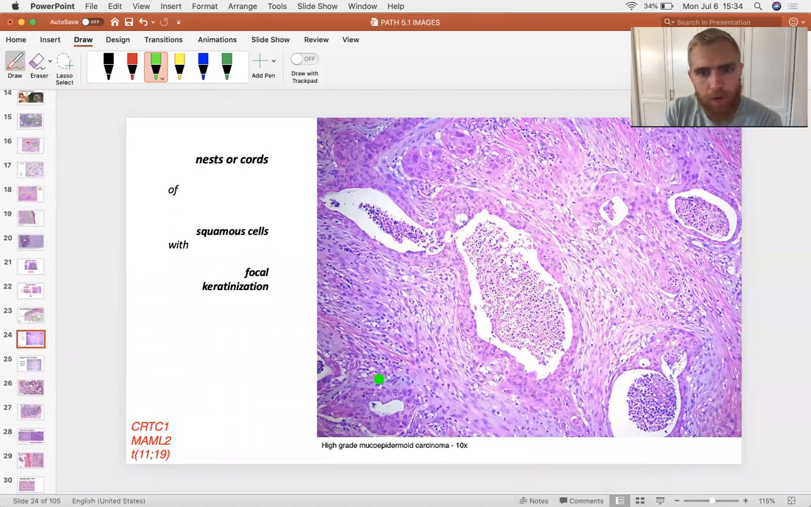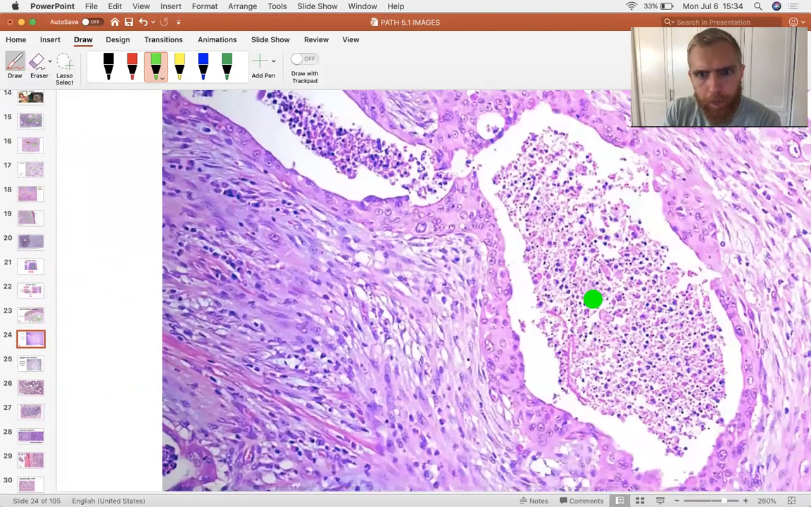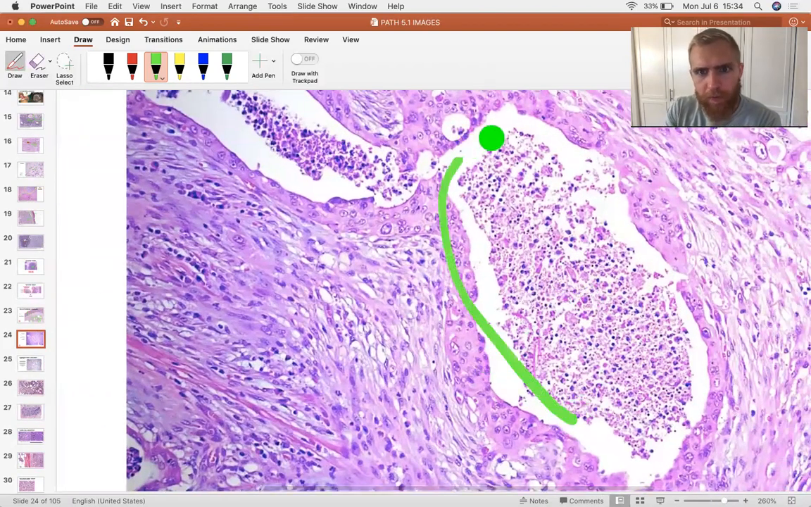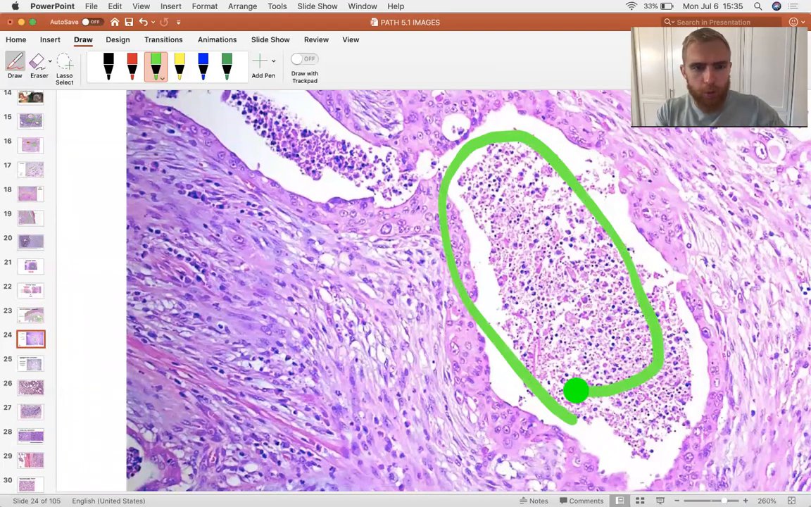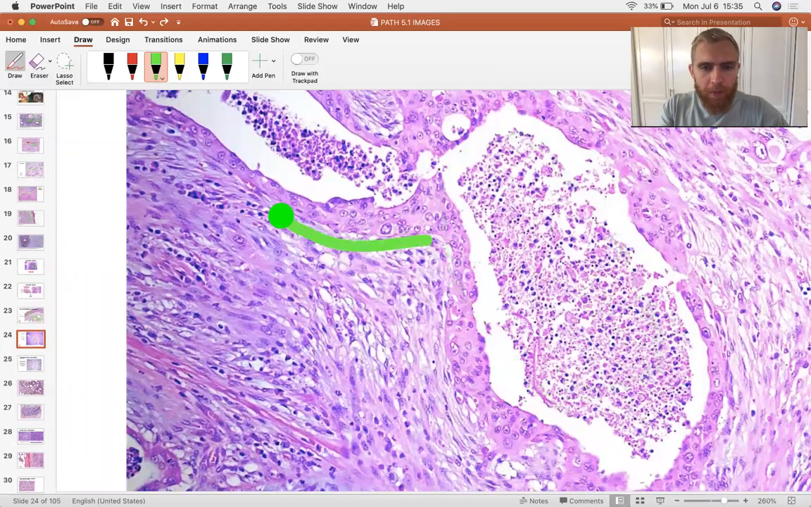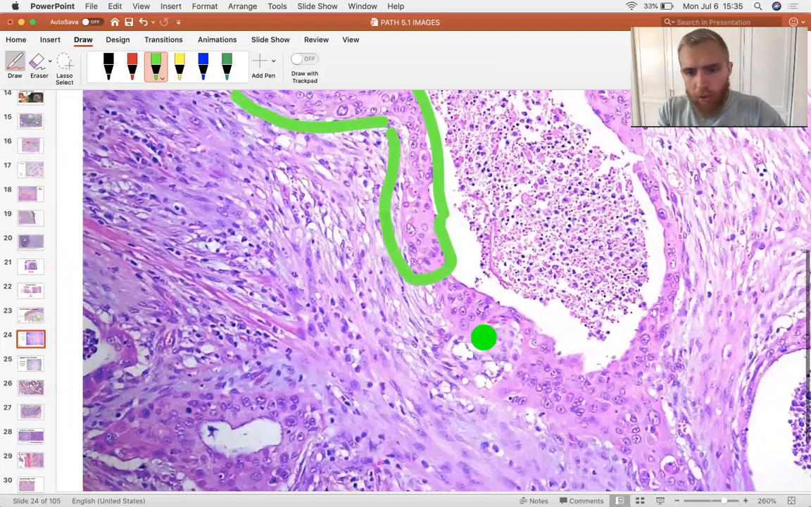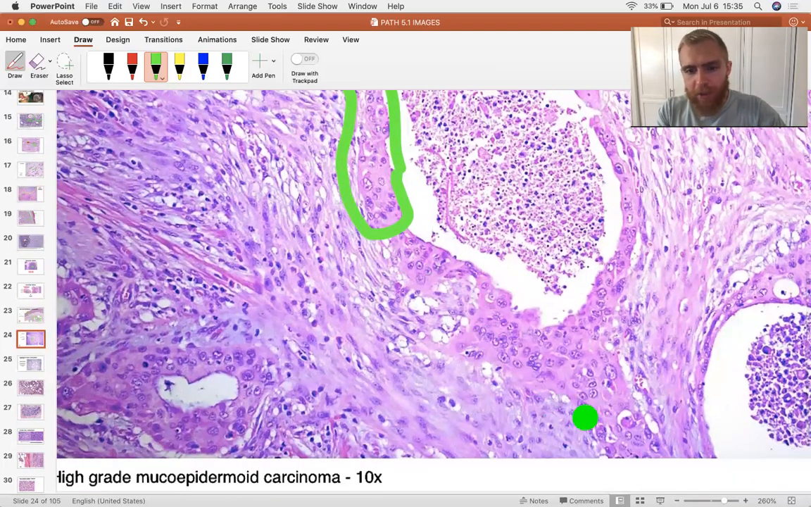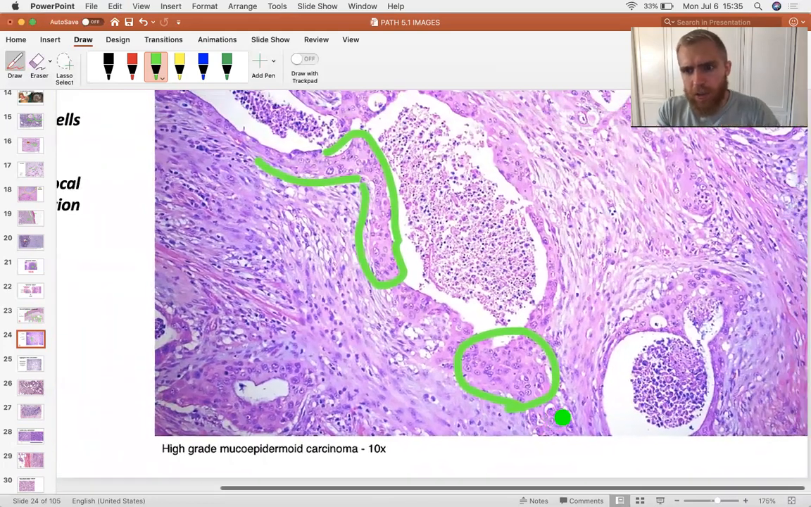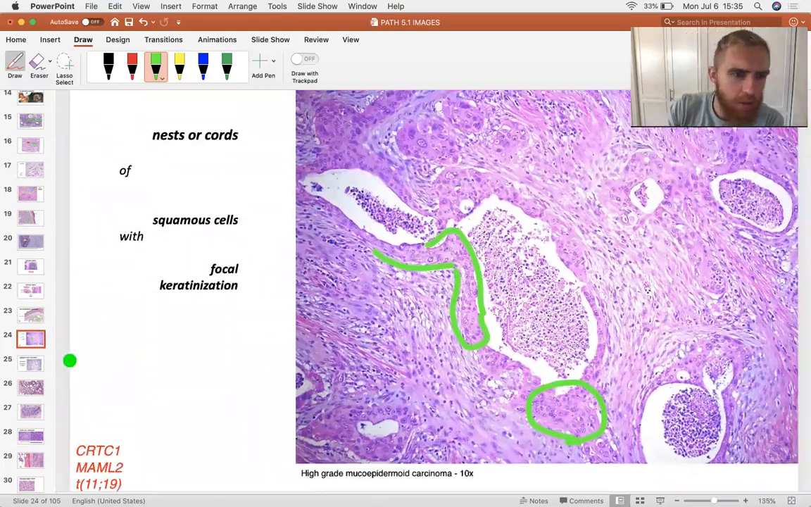Another picture of it described in the text as having nests or cords even of squamous cells with focal keratinization. So your mucinous product is kind of here in the middle of this lumen, and then your squamous cells are all throughout, and focal keratinization is pretty much referring to all the cytoplasmic accumulation within these cells. Don't really see a lot of keratinization in this tissue section.